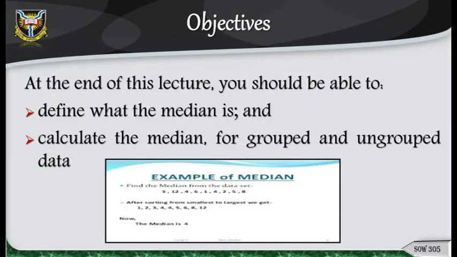Objectives. At the end of this lecture, you should be able to 1. Define what the median is, and 2. Calculate the median for grouped and ungrouped data. Pre-test. 1. What do you understand by the median in statistics? 2. What are the properties of the median?